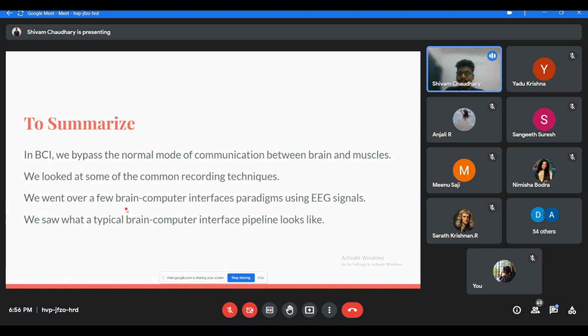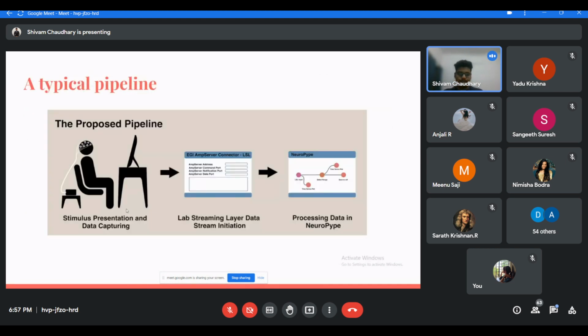We went over a few brain-computer interface paradigms using EEG signals. We went deeper into the EEG signals part because that is where my expertise lies, so that is where I can give you a lot of information. We use the P300, motor imagery, motor execution, and the SSVEP. And we also saw what a typical brain-computer interface pipeline looks like, which is right over here.